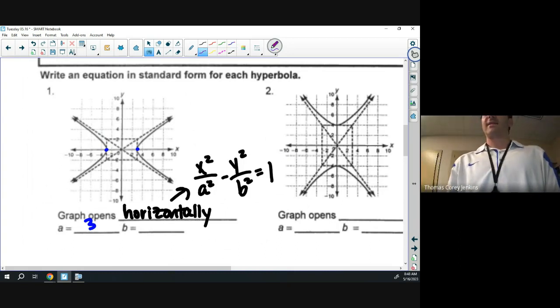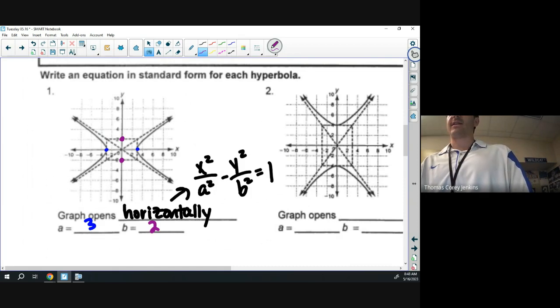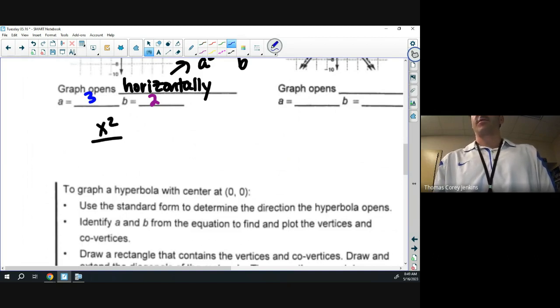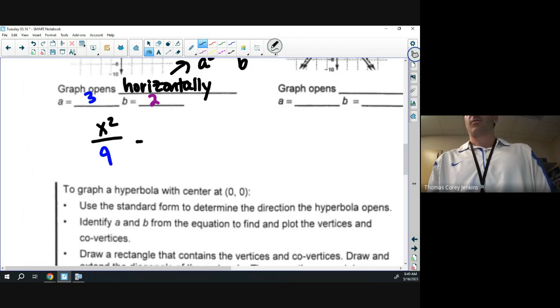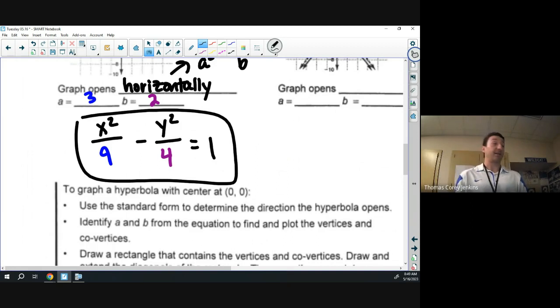And then B is on your other axis. So looking at the y-axis, where do those dashed lines go through? And that would be 2, negative 2. So B is 2. So that's how you find vertices and then co-vertices. And then we just sub into our form. So it's x squared over a squared, which would be 9, minus y squared over b squared, which would be 4, and it's always equals 1, just like yesterday. This equation has a lot of similarities with yesterday's, which was over an ellipse.